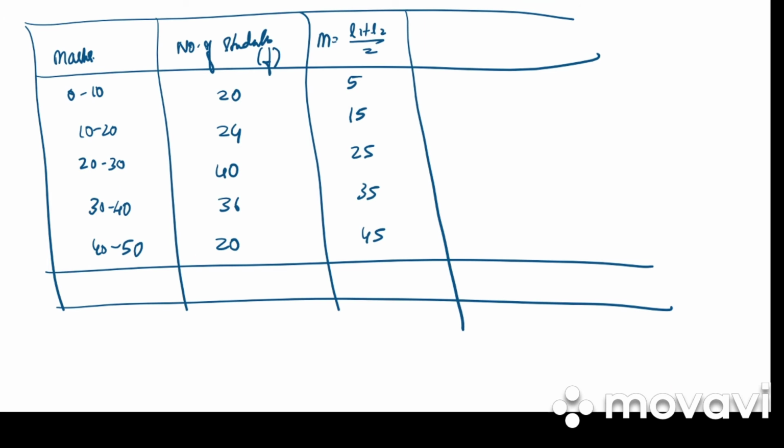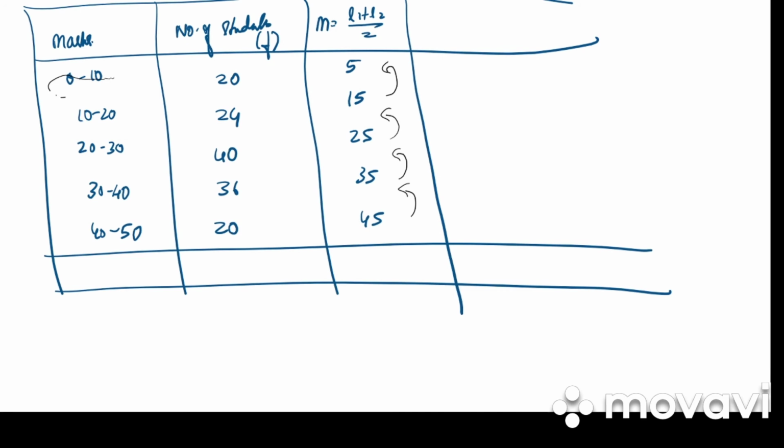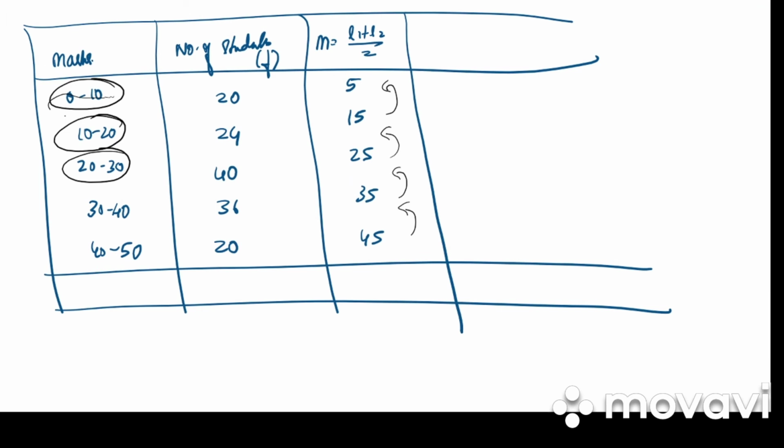Next, what is the common factor? What is the difference? 10 each. So common factor will be 10. 15 minus 5, 10. 25 minus 15, 10. 35 minus 25, 10. Or you can even see the class interval. How much is it? 10, 10, 10. The width is 10 each. So the common factor will be 10.